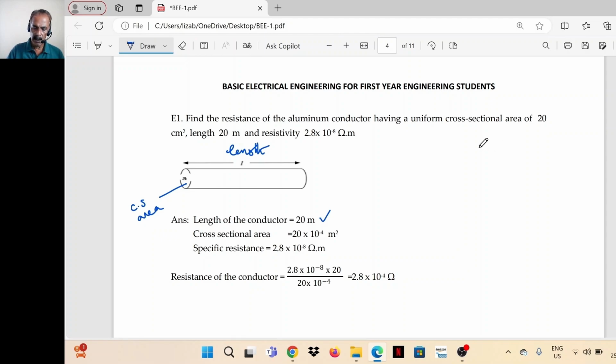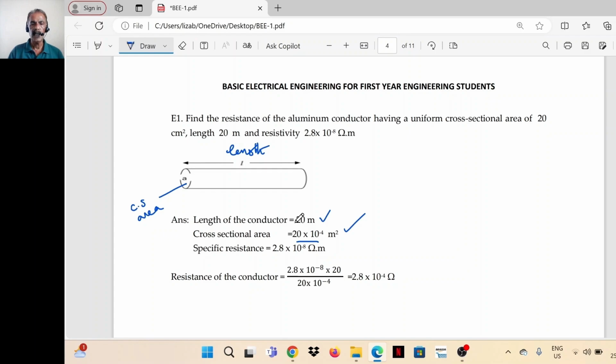So centimeter square is to be converted to meter square. For that, you have to multiply with 10 to the power of minus 4, since 100 centimeter is equal to 1 meter. So cross-sectional area in meter square is 20 into 10 to the power of minus 4 meter square. So length and cross-sectional area both are in standard units. Before working out the problem, check whether all the specifications are in standard units. Otherwise, you have to convert wherever necessary.